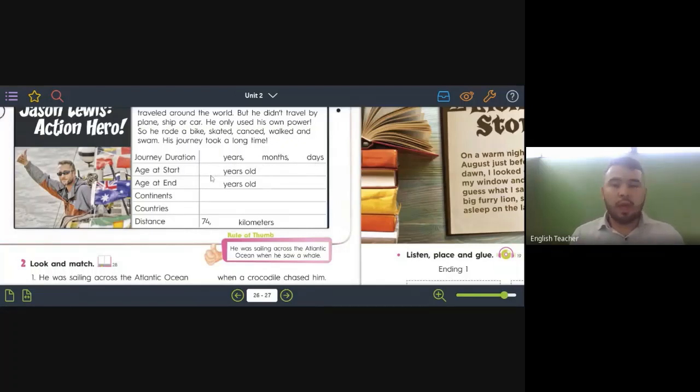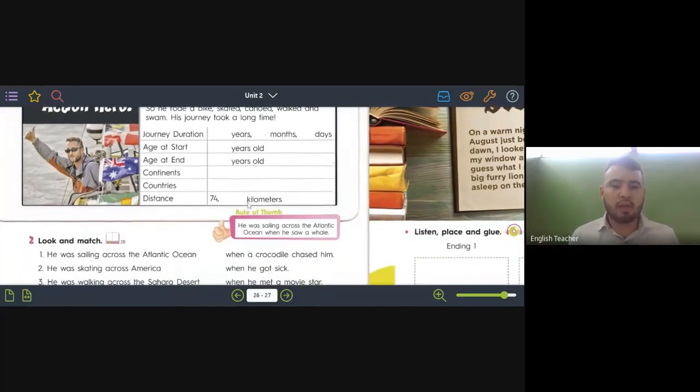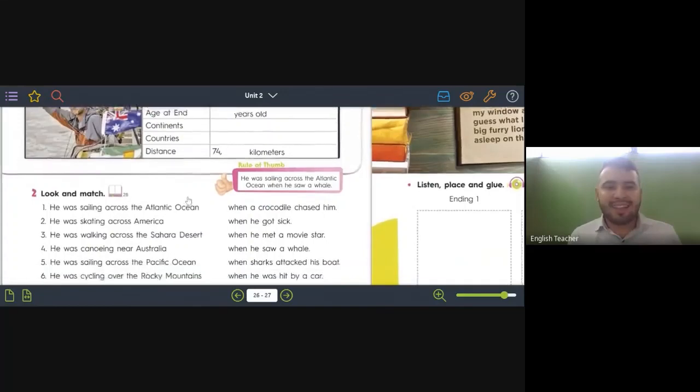Also, you will have here 26 years, here 40 years, and here 5. The number 5 is the continents. Then we have countries, and countries will be 37. So we were working on it, you already have it done. And also we have this part, where we place the number 505. If you remember, that was the last activity.